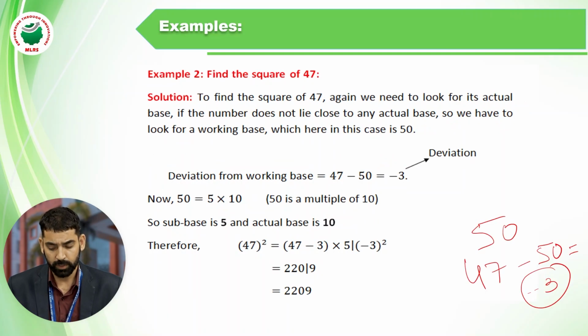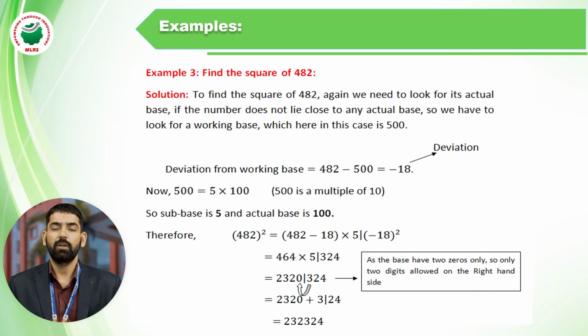Let's take one more example, that is, find the square of 482. In the previous two examples, we took 2-digit numbers. Now we have a 3-digit number because this method can be used to find the square of any number. When we need to find the square of 482, again we need to look for its actual base. If the number doesn't lie close to any actual base, we have to look for a working base, which in this case is 500.